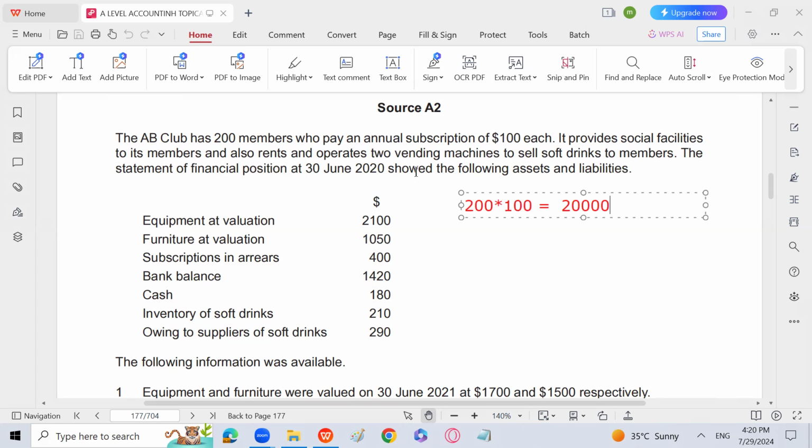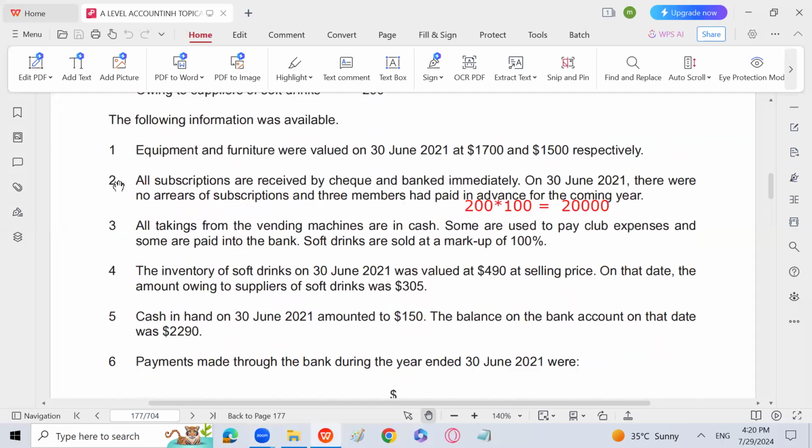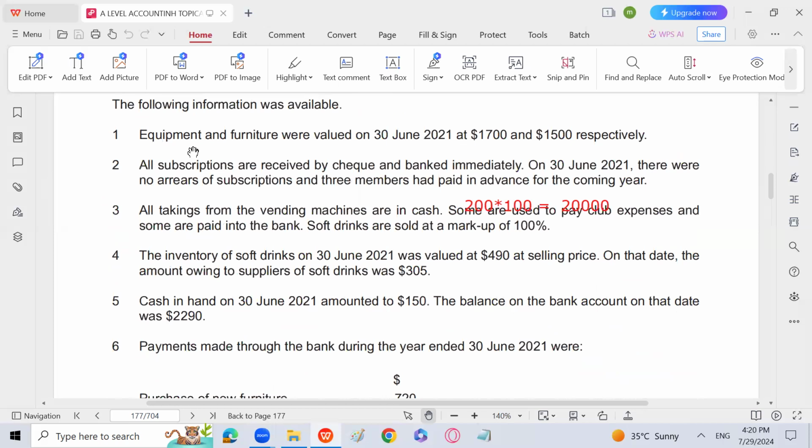So let's move forward. Equipment at valuation is given 2,100. Furniture at valuation is given. Subscription in arrears, that is accrued subscription, right? In arrears. Bank balance 1420, cash. Inventory of soft drinks, owing to supplier of soft drinks 290. The following information was available. Equipment and furniture was valued on 30th June at 1,700 and 1,500 respectively.